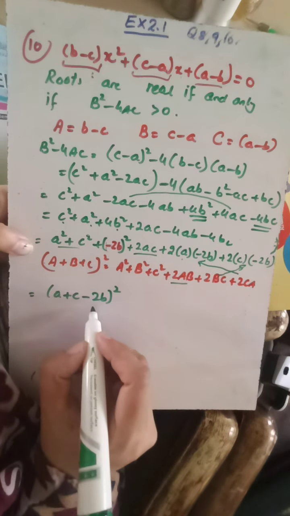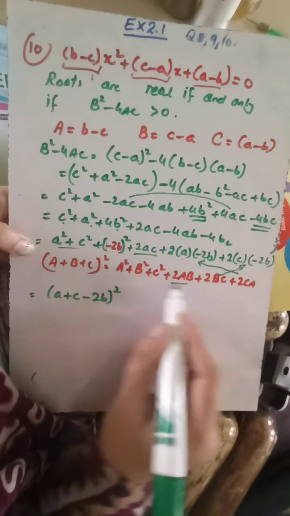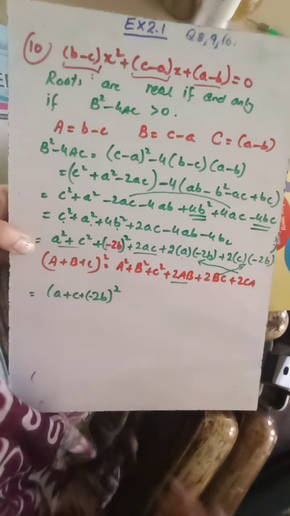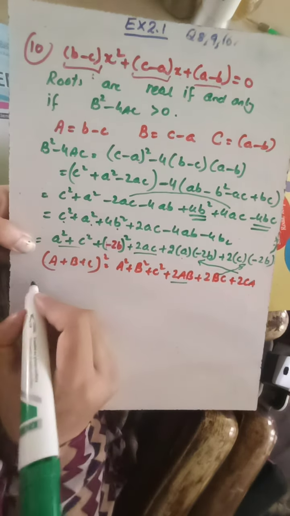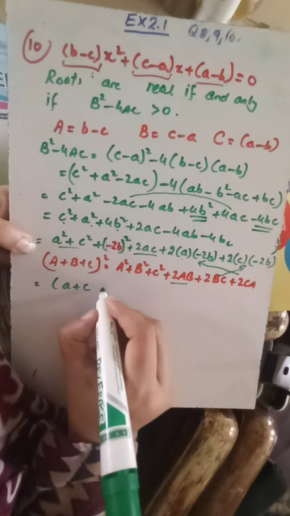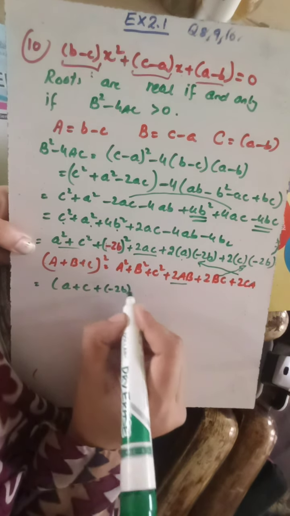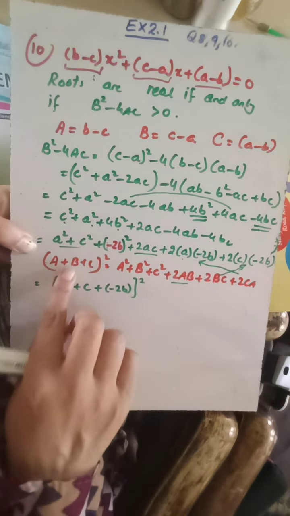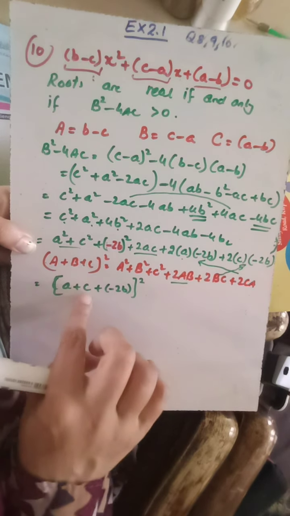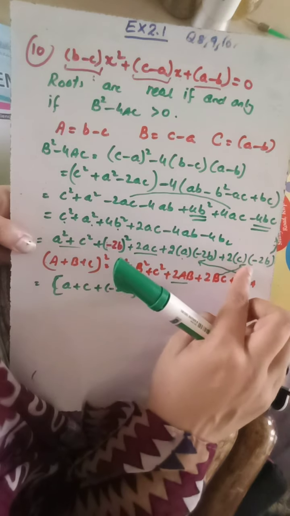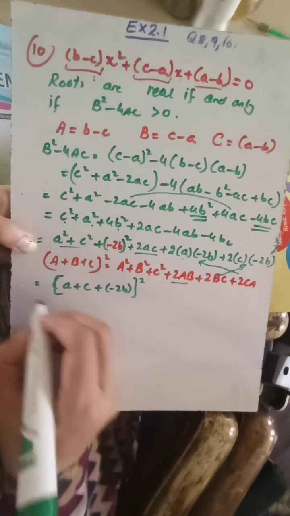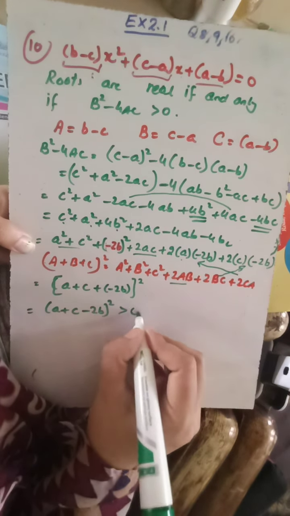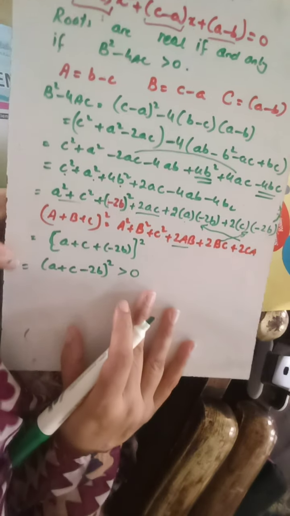Okay, if I open this formula, let me write it as plus, this can be written as (a plus c plus minus 2b) whole square. Okay, if I open this formula by using this a plus b, taking c as -2b, taking b as c, and taking a as a, I'm getting the same expression. So it means that this whole expression is equal to (a plus c minus 2b) whole square, which is always greater than 0, and this is what we required to prove.